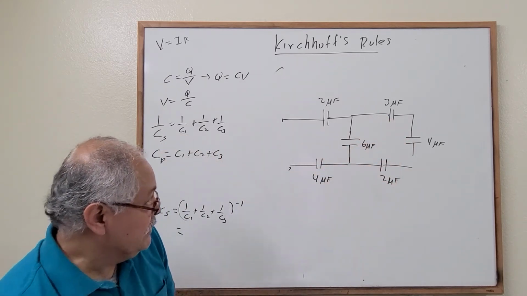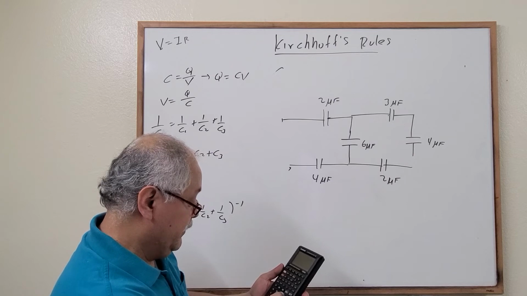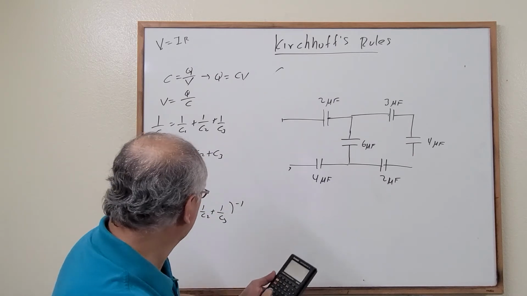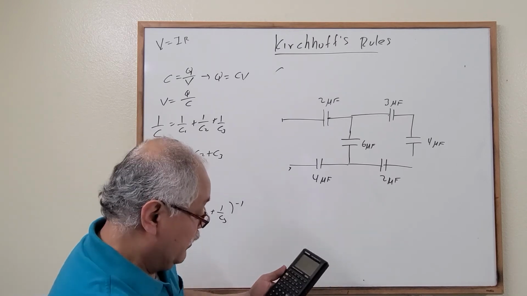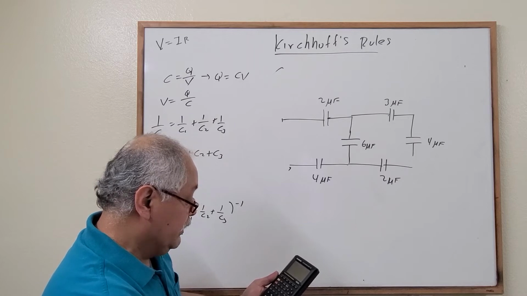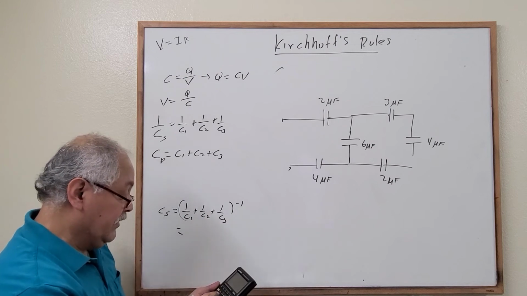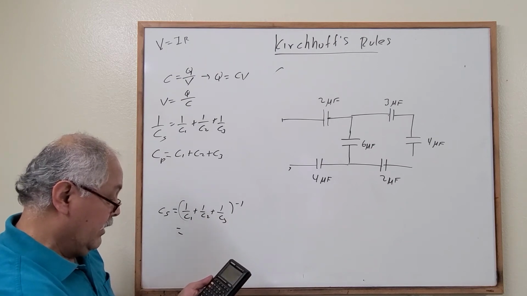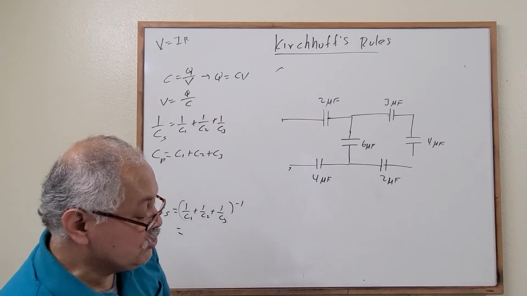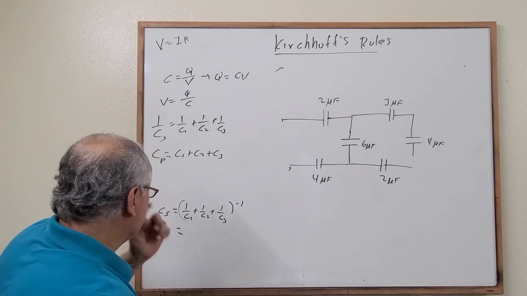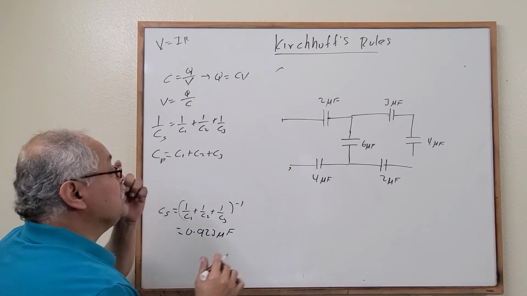So it's going to be 1 over 3 plus 1 over 4 plus 1 over 2. Perfect. Okay, and then let's take the inverse. Okay, great. Equal to 0.923. So it's equal to 0.923 microfarad.